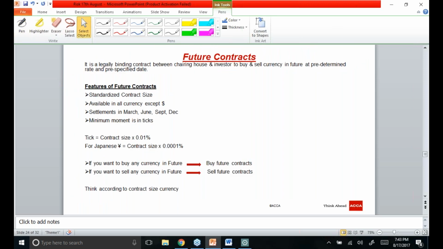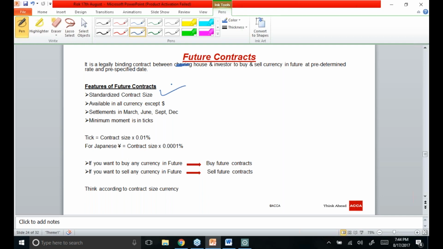Okay, the next topic is future contract. It's a legally binding contract between a clearing house and an investor to buy and sell currency in future at a predetermined rate and pre-specified date. What are the common features of a future contract? It has a standardized contract size.